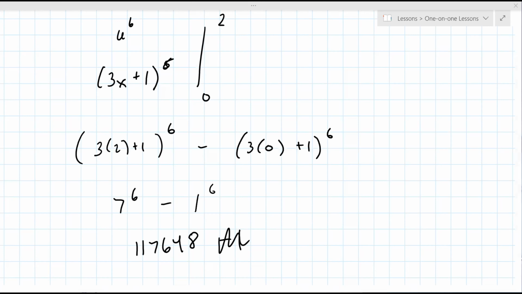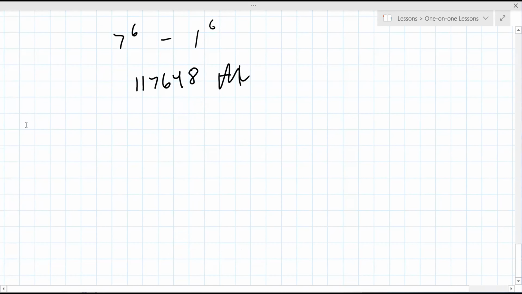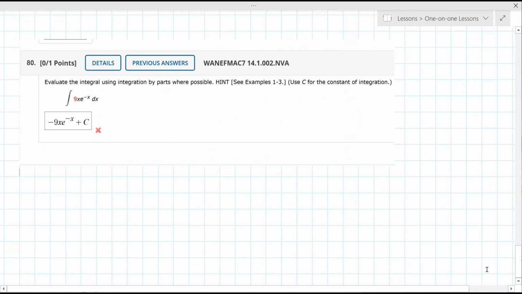Can I go on to 80? The next one? Okay, so 80 is an integration by parts question. I'll snip it in. So the integration by parts, it tells you to use that. That's uv minus the integral of v du.